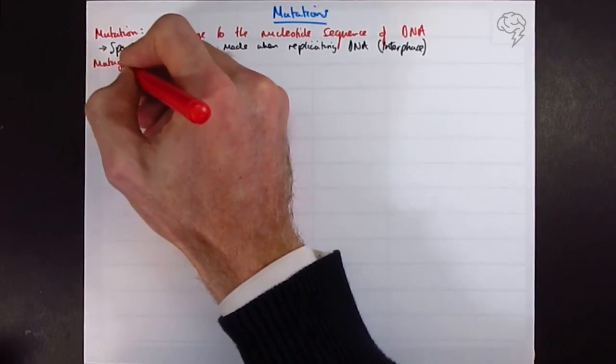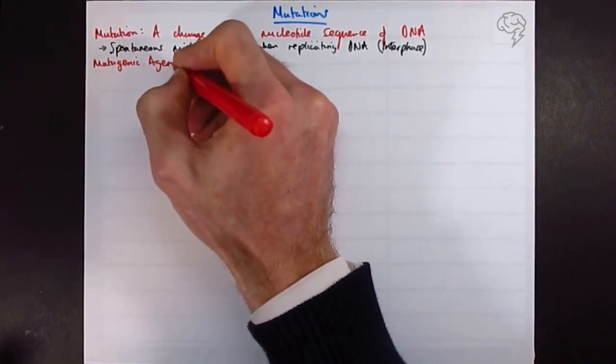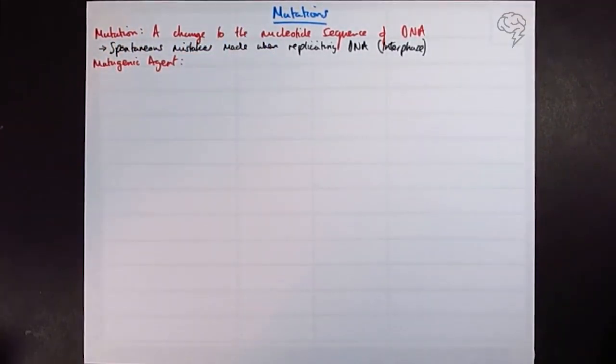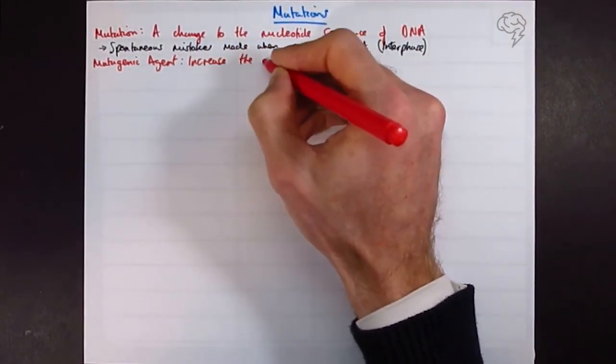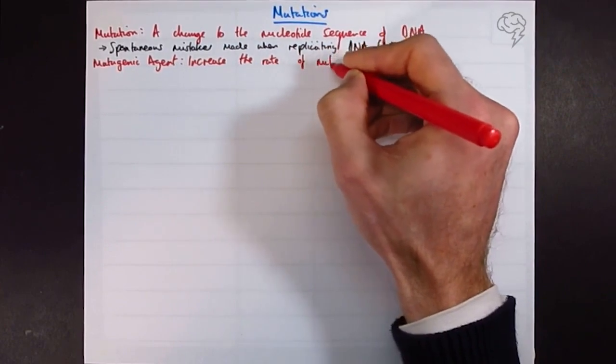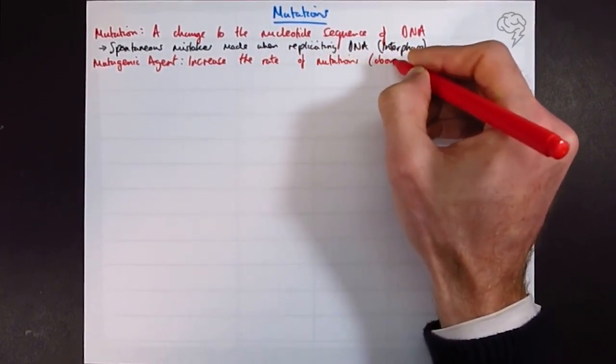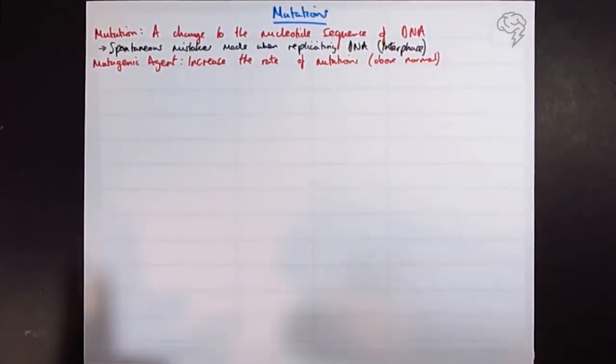Another word you're going to need to know is mutagenic agent. A mutagenic agent is anything that increases the rate of mutation to above the normal levels. There are three main types that you need to know about.